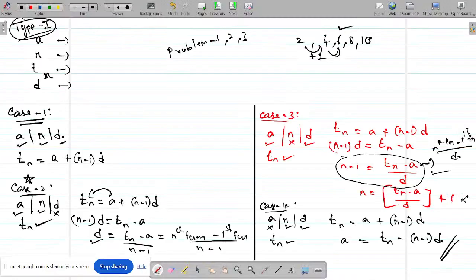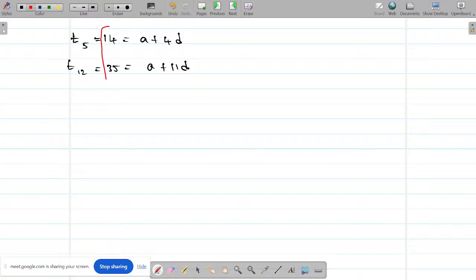It's not direct. So what was the value? Can you help me with the value? T5 is 14, which is A plus 4D. And T12, which is 35, is A plus 11D. So you just take these two as the two equations.